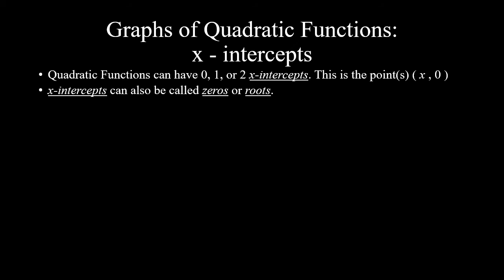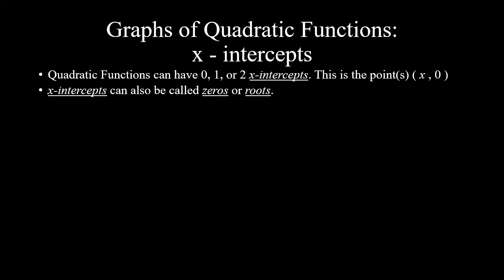Okay, so there were no x-intercepts for exponential functions. Well, what about for quadratic functions? Quadratic functions can have 0, 1, or 2 x-intercepts. This is the point where y equals 0, so you're looking at the point or points x, 0.